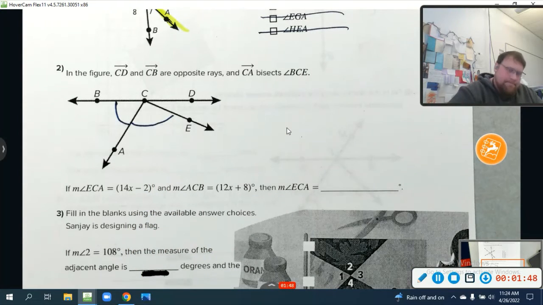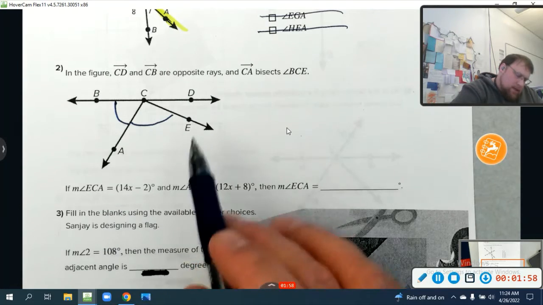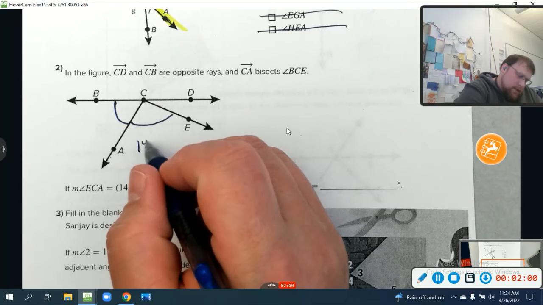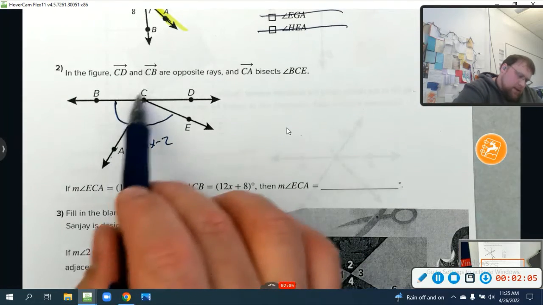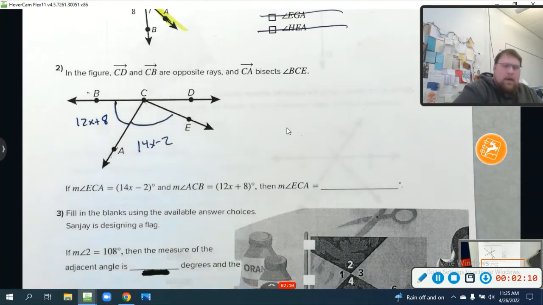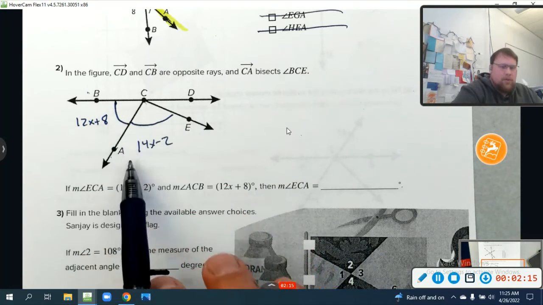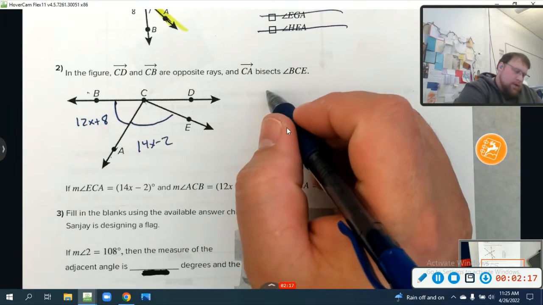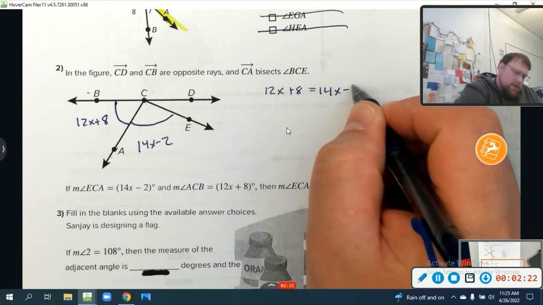Okay? CA, BCE. Yeah, there we go. And the measure of angle ECA is 14x minus 2. And ACB is 12x plus 8. Well, because I used the givens to determine that these are equal angles, I can set these two expressions equal to each other. So I get 12x plus 8 equals 14x minus 2.